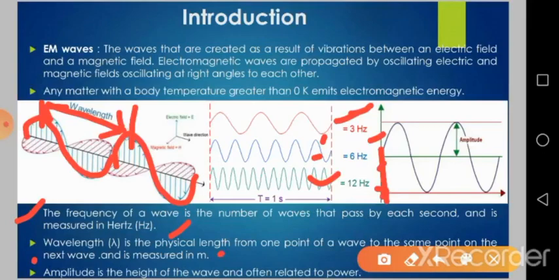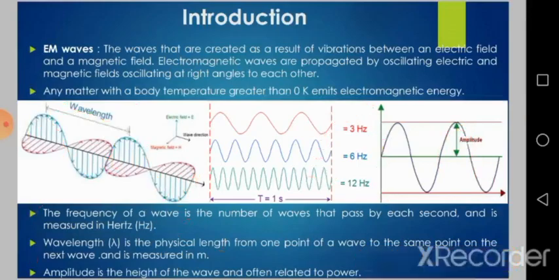The amplitude is the height of the wave, which is indicated in the third diagram, and is a function of the power of these electromagnetic waves. So that is regarding the three important definitions of the characteristics of electromagnetic waves.